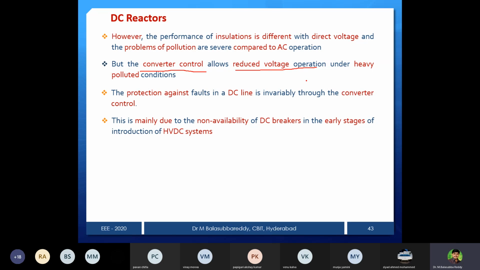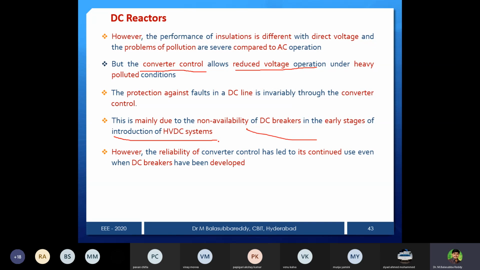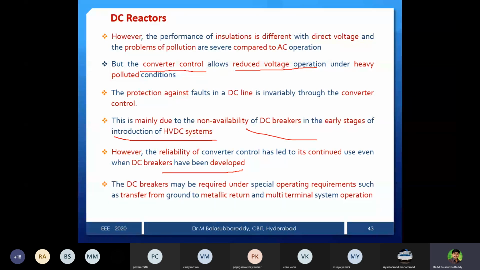But nowadays there is a lot of improvement in DC circuit breakers also. Anyhow, it will come after this slide. That is the reason for the normal non-availability of a DC circuit breaker. So the rectifier station will control the HVDC system in the earlier days. However, the reliability of the converter control has led to its continued use even after DC breakers have been developed. So that is based on the reliability. We can extend that even after development of the DC circuit breakers.